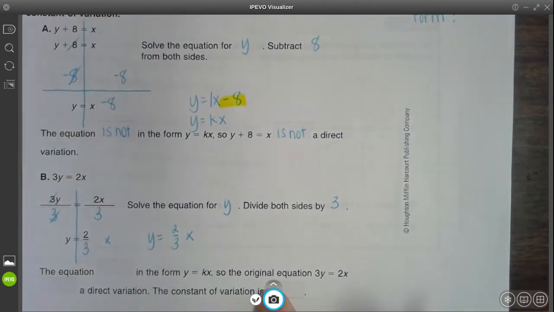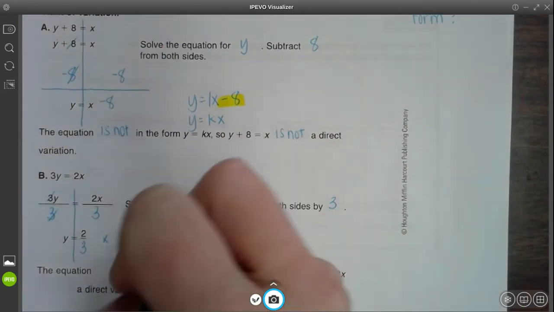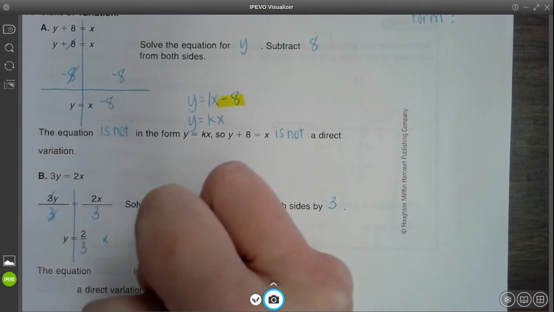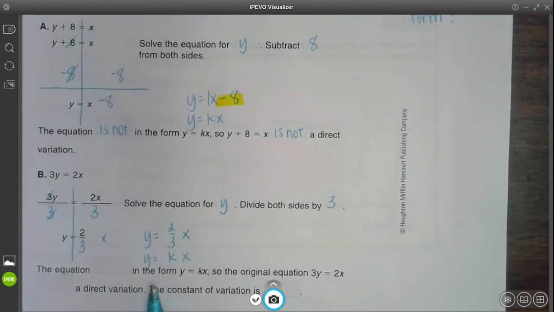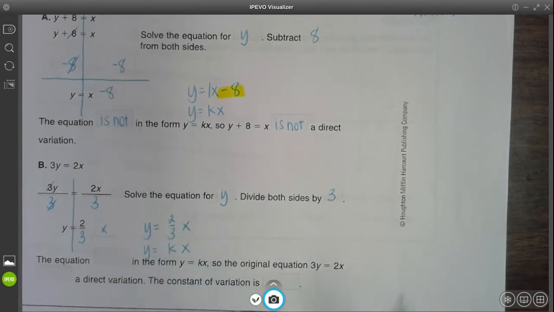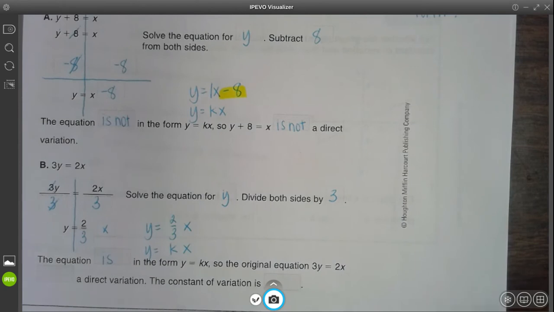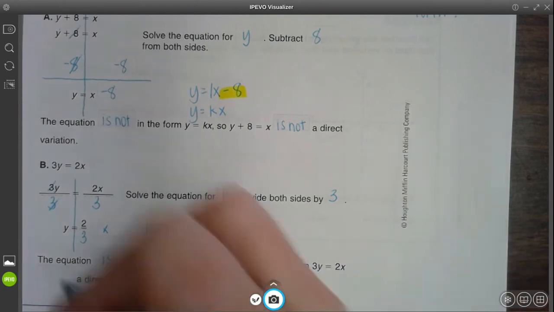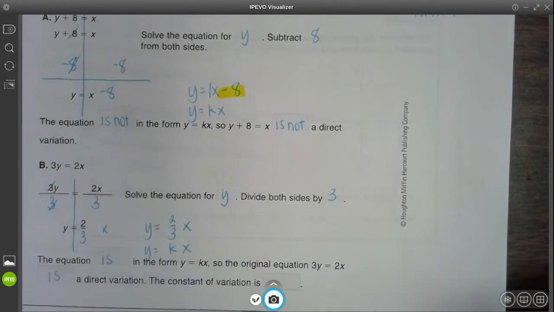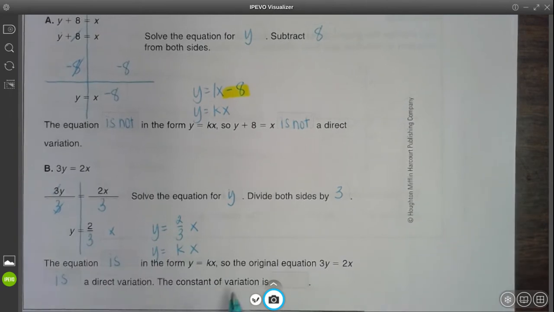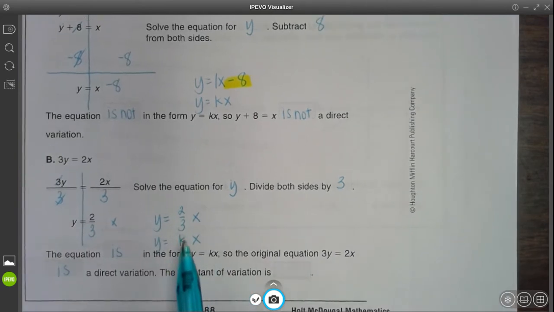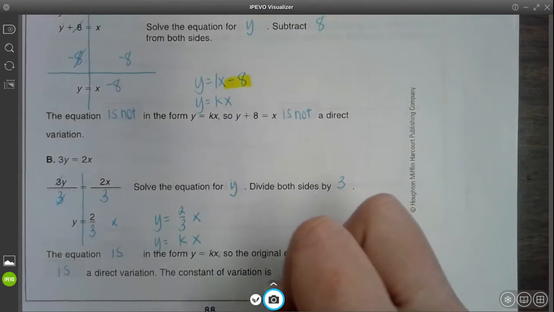So is this in that form, y equals k times x? And the answer is yes. I've got a number that's substituted in for the k, and then I have the x there. So this equation is in the form y equals k times x. So this original equation is a direct variation. The constant of variation is the value of k, the only number that you're going to see in the equation, which is 2/3.